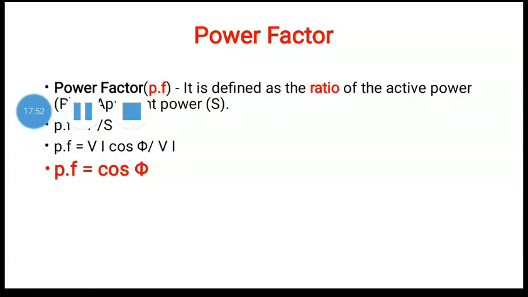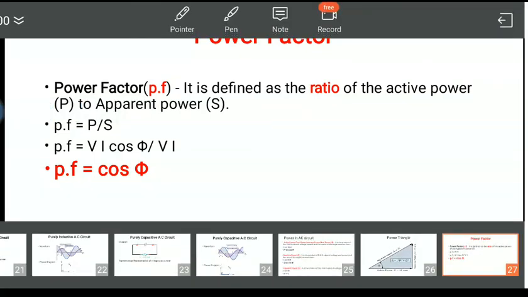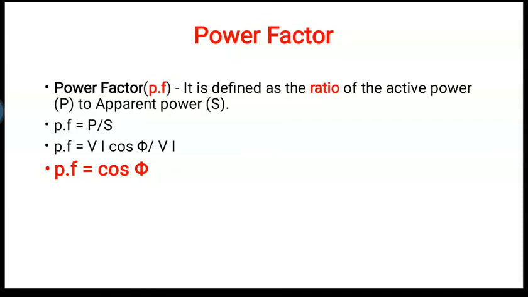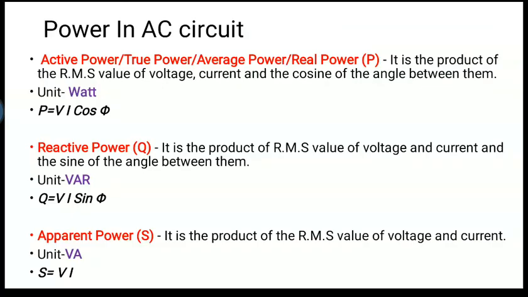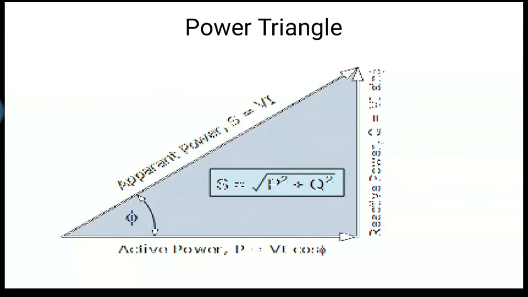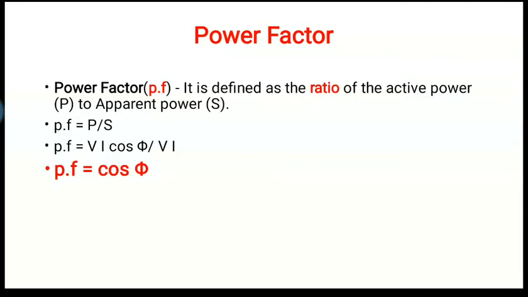Let's go through this topic also. This is the last topic, power factor. Power factor is a ratio. It is defined as the ratio of the active power to the apparent power. Active power is nothing but VI cos phi, and apparent power is VI. When you divide VI cos phi by VI, VI will get cancelled, and what will remain? Cos phi. So power factor is nothing but cos phi.